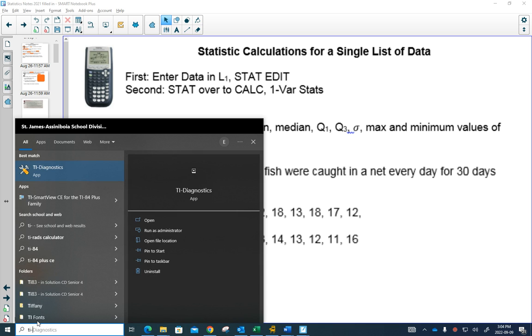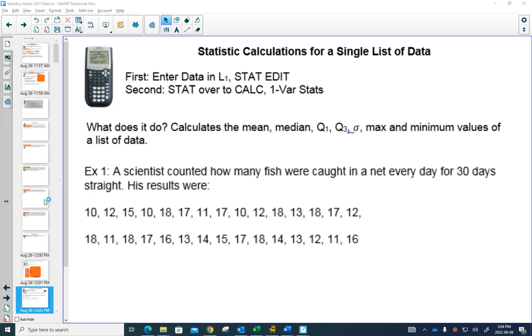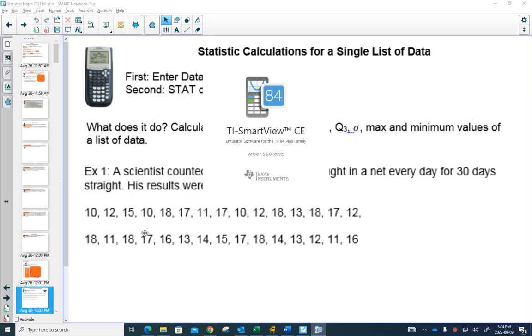Unless they didn't put it back on for me. There we go. Beginning of the year, you always find out what apps they put on your computer and which ones they erased and didn't put back on their computer, but it does look like I have the graphing calculator.